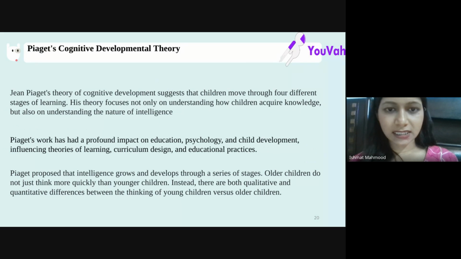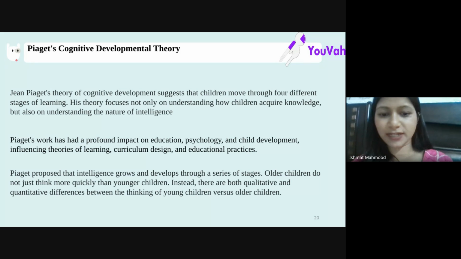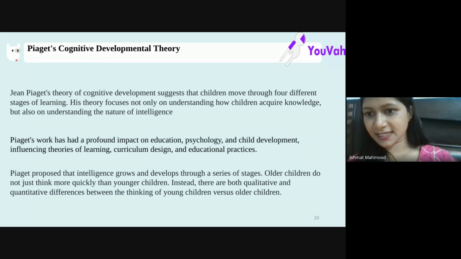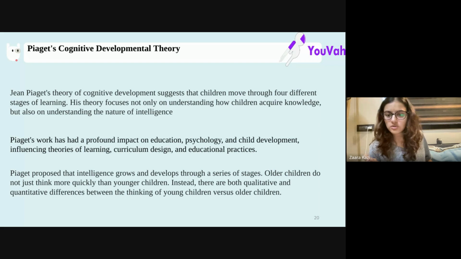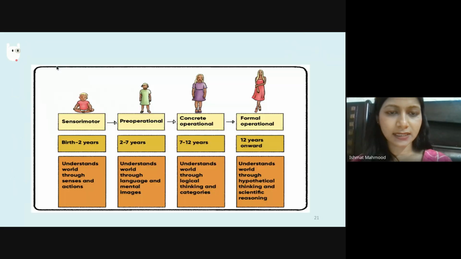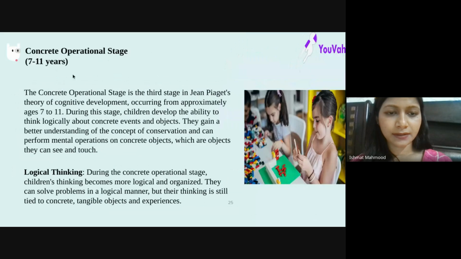So next is about Piaget's cognitive developmental theory. Since we have finished Erikson's psychosocial stages, does anybody have any questions through the 8th stage? Ma'am, were there 8 stages or 7 stages? There were 8 stages. Could you just quickly show that once again, please? Yes, I will. Just a second.